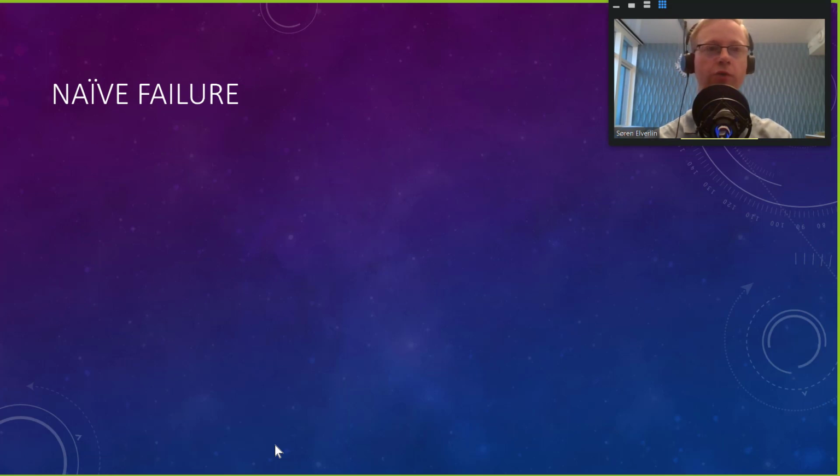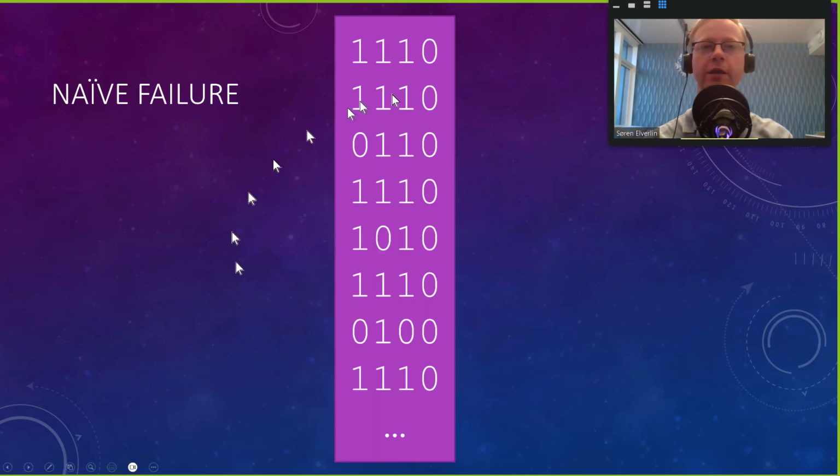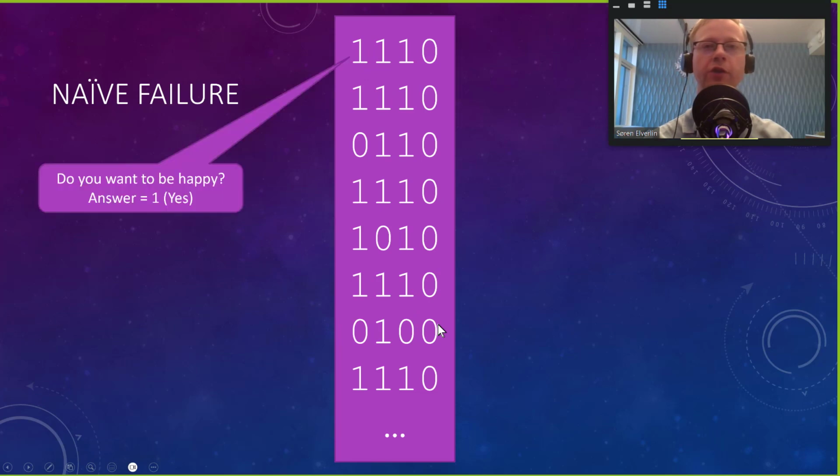So how does this fail? Well, let's start by looking at a list of answers I've written here. Actually, these zeros and ones are answers. So we imagine the first one here is the AI asks some humans a question like, do you want to be happy? And humans answer 1, meaning yes, we want to be happy.